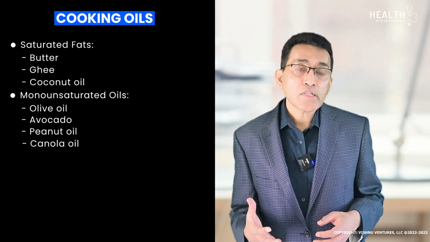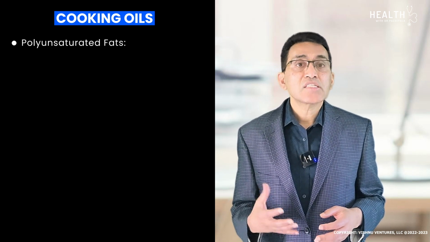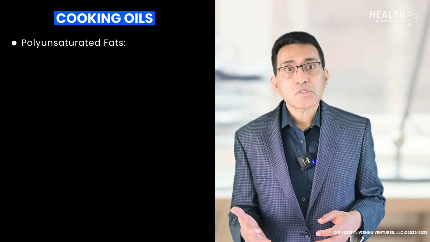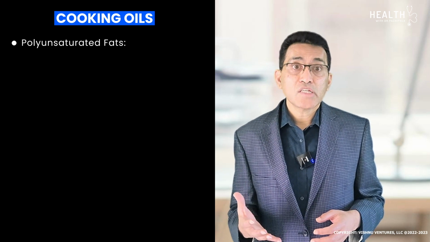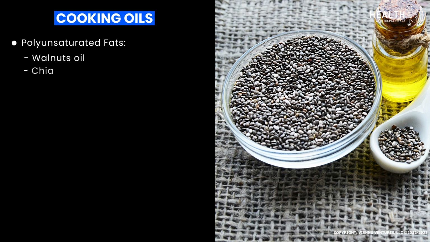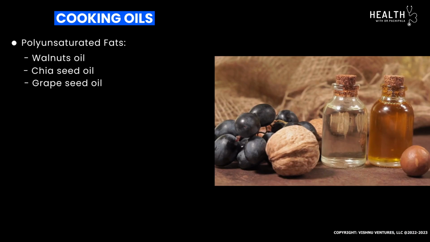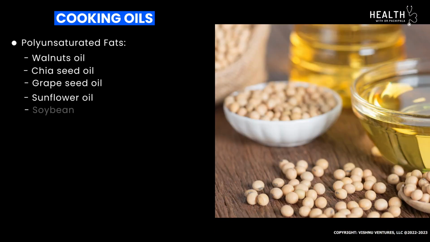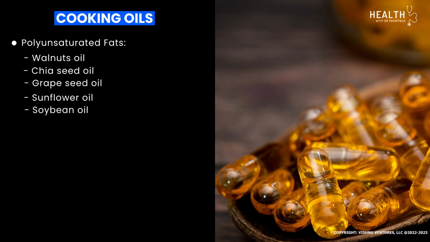The third set of oils are polyunsaturated fats. These contain two or more double bonds. They are unstable when exposed to heat. Examples include oils from nuts such as walnuts, chia seeds, seed oils such as grapeseed oil, sunflower oil, and soybean oil. These oils are rich in omega-6 fatty acids.